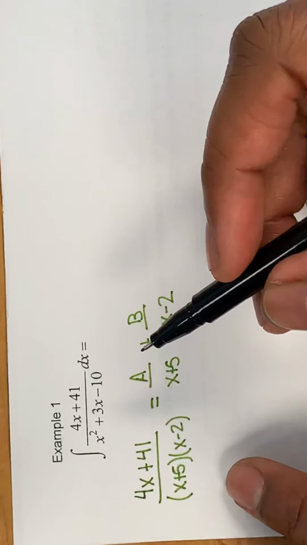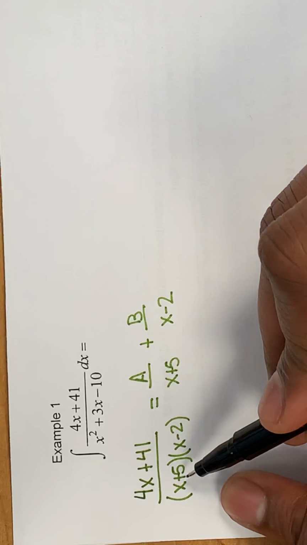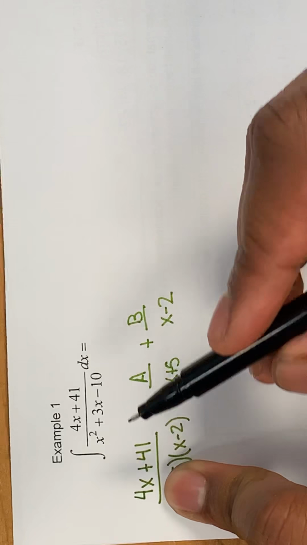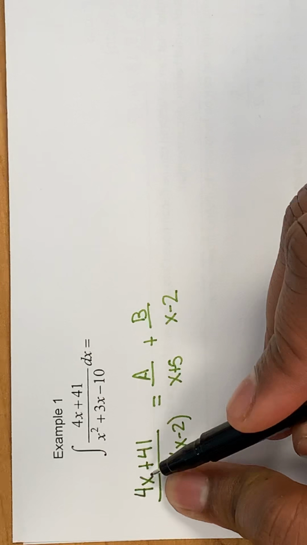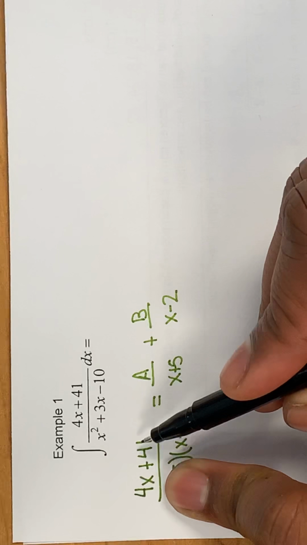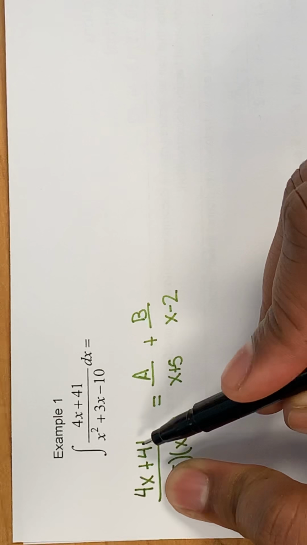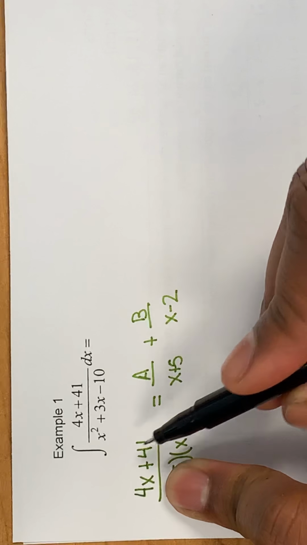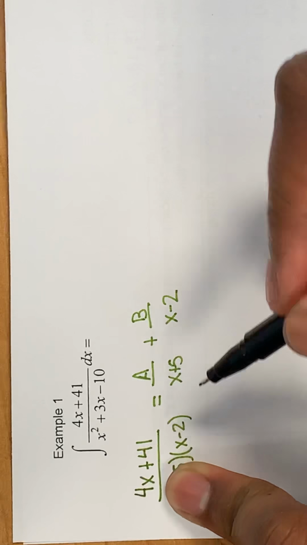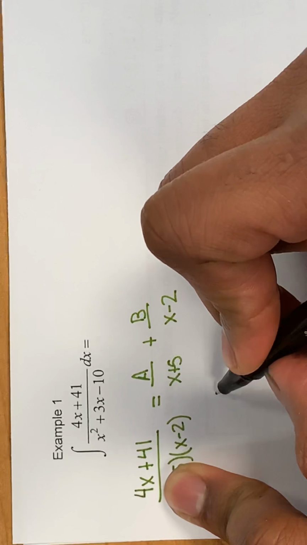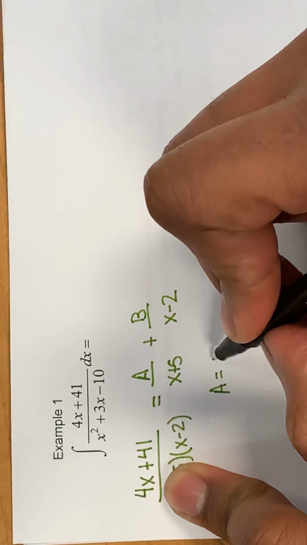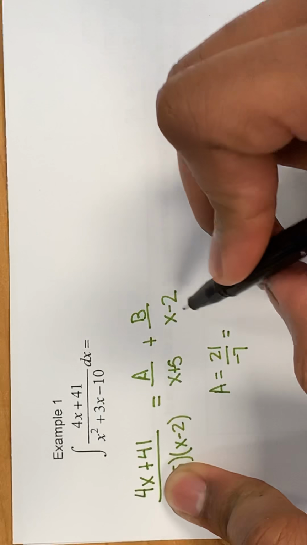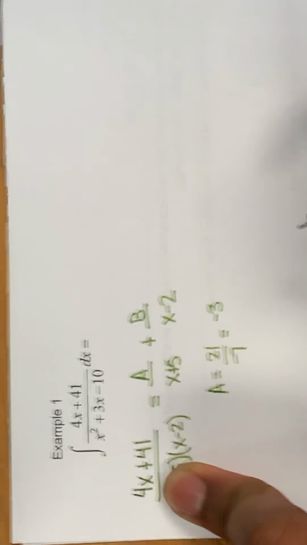If we cover up the x equals -5 factor and we substitute in -5 for x, 4 times -5 is -20 plus 41 is 21, and -5 minus 2 is -7. So 21 divided by -7 means that we get A equals 21 over -7, which equals -3.